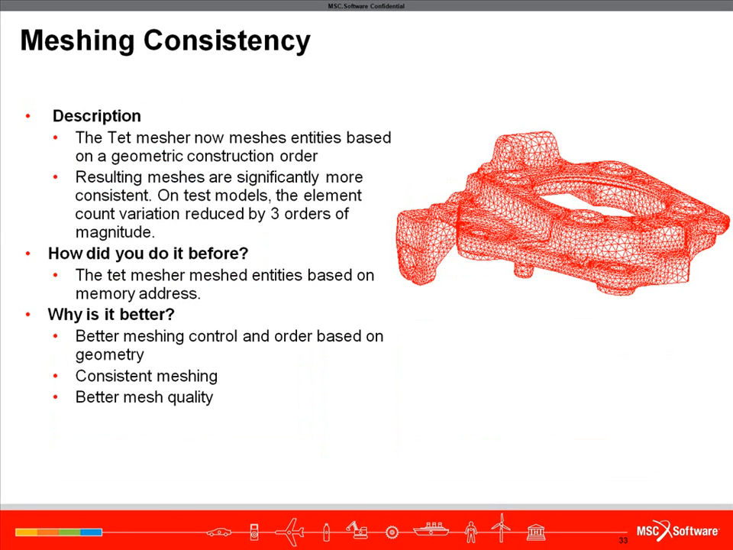Meshing consistency. Previously, the mesher meshed entities based on memory address. But with this release, the mesher now meshes the entities based on a geometric construction order, and clearly you get a much more consistent mesh, and on test models the element count variation reduced by 3 orders of magnitude in our tests. So meshing consistency has been improved with this release of SimXpert 2010.